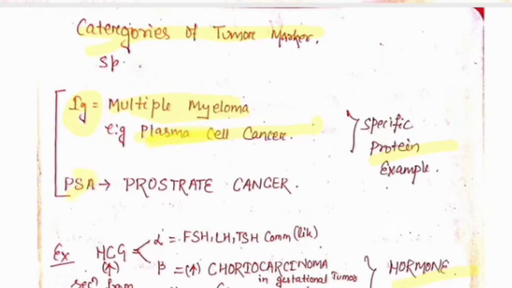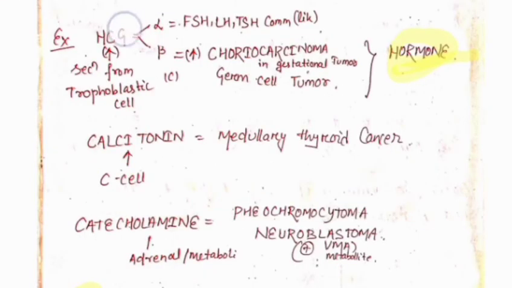Then PSA. PSA means prostate. Its name itself says prostatic cancer assay, means prostate cancer. That is a protein type of marker. Now we go towards the hormone tumor marker, that is HCG. HCG, we know is secreted from what? Trophoblastic cell. In physiology, you know it very well.